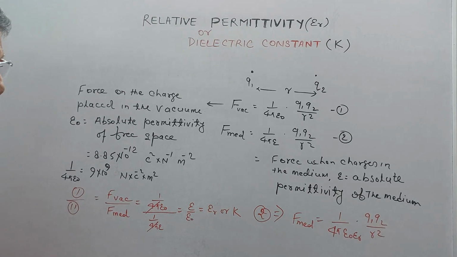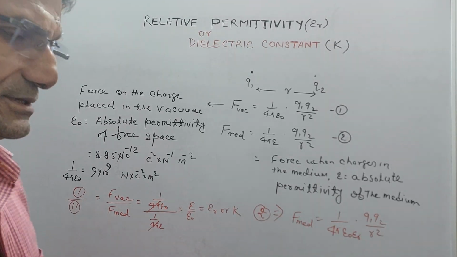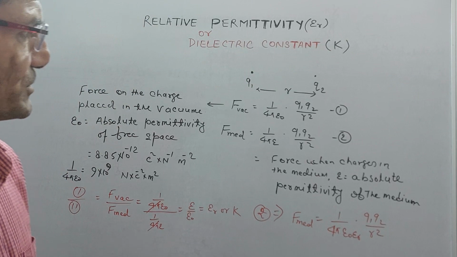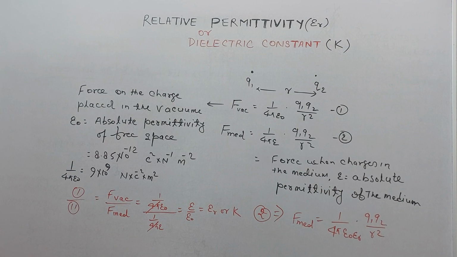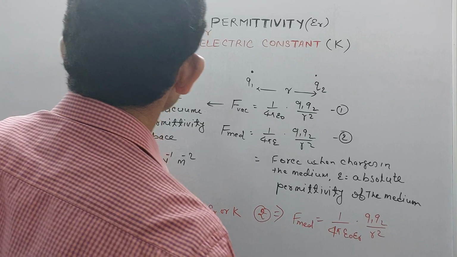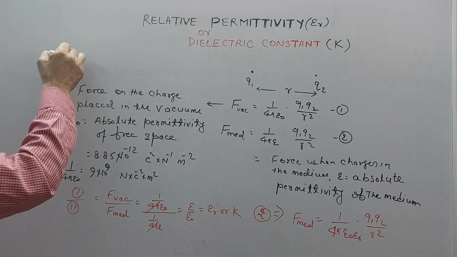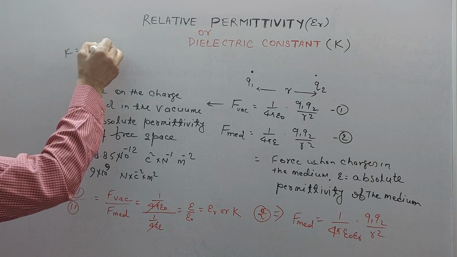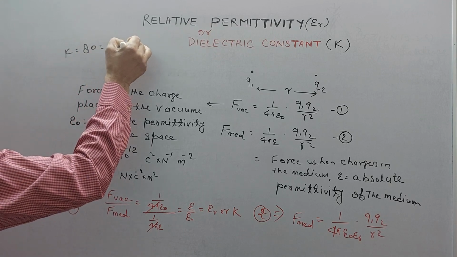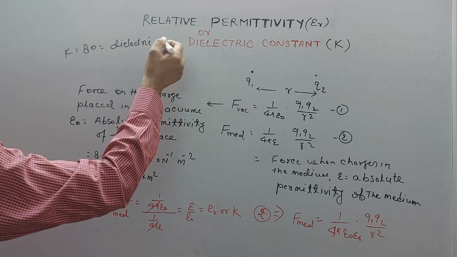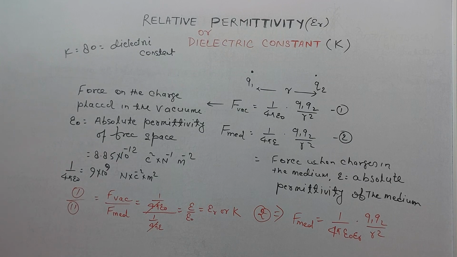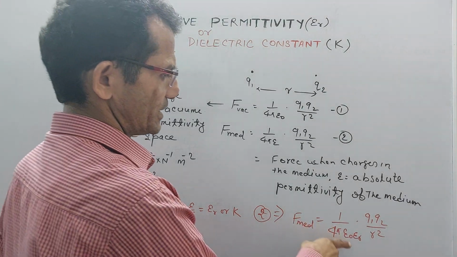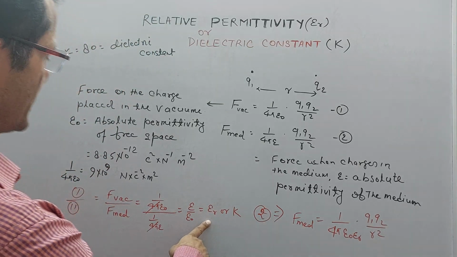So we can see our value of the force is greatly reduced if I place these charges in some medium. Let us suppose these two charges are placed in water. Water has the dielectric constant K of 80. The dielectric constant of water is 80. So our force is greatly reduced by 1 upon epsilon r. Here epsilon r or K is 80.